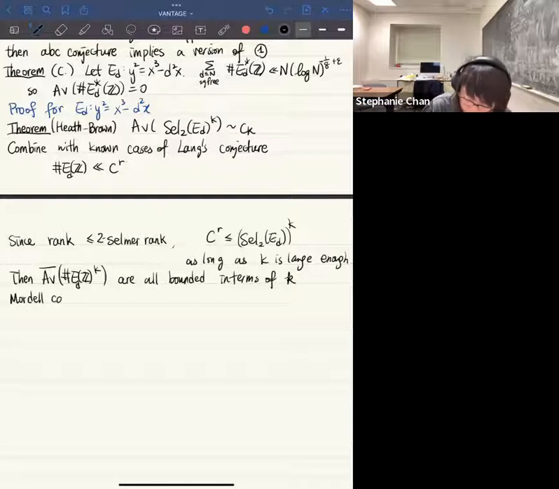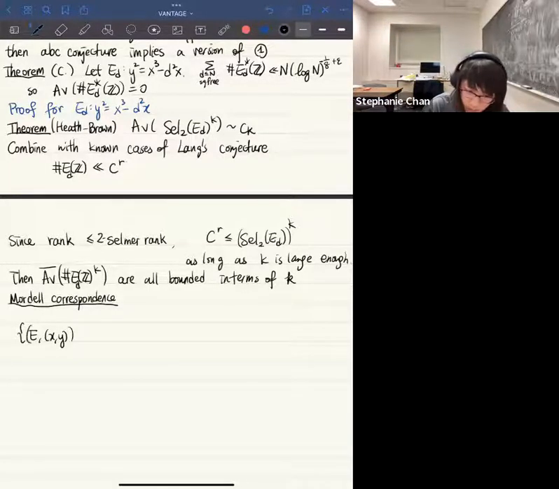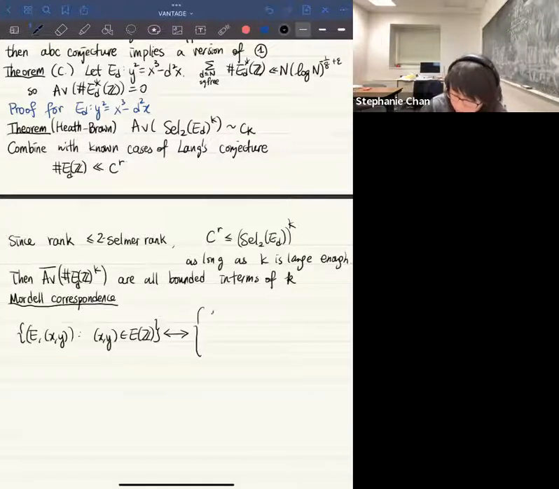One of the main ideas in the proof is to use Mordell's correspondence. So this is a bijection, a correspondence between integral points on elliptic curves and certain integral quartic forms.